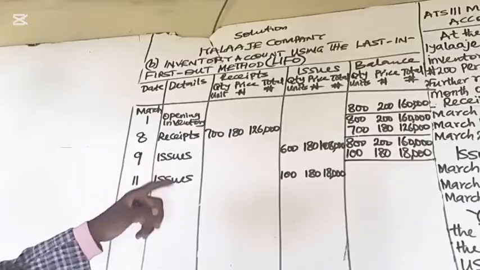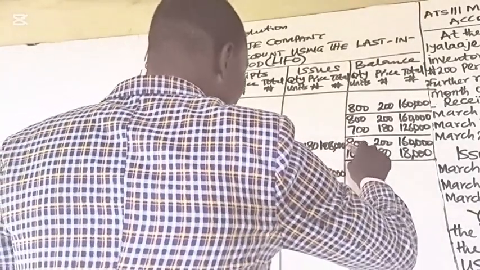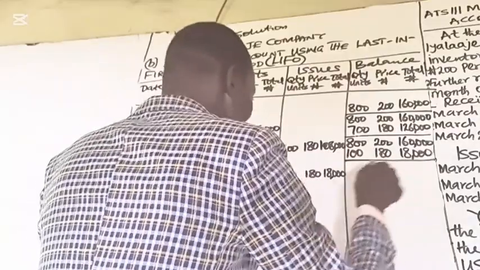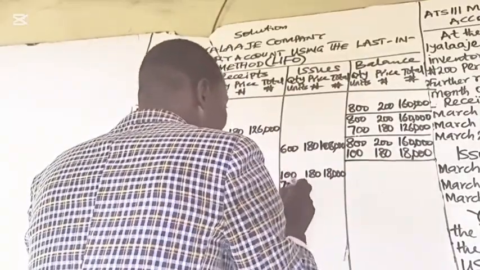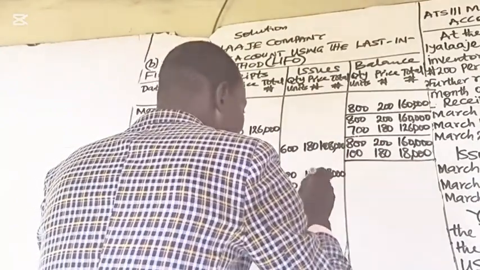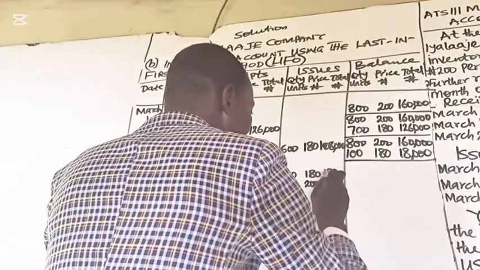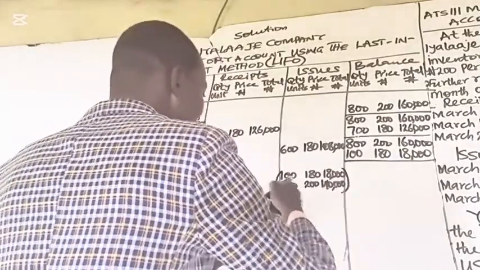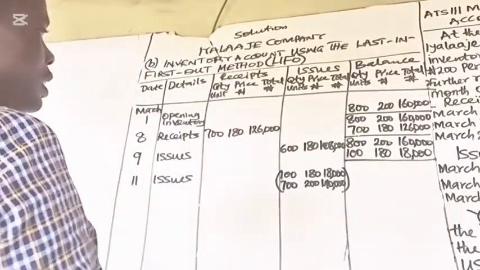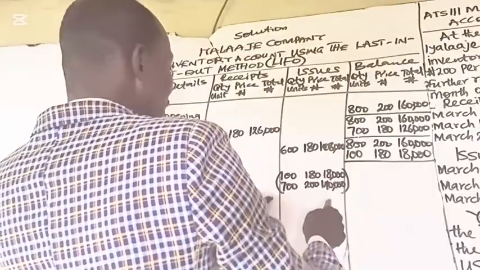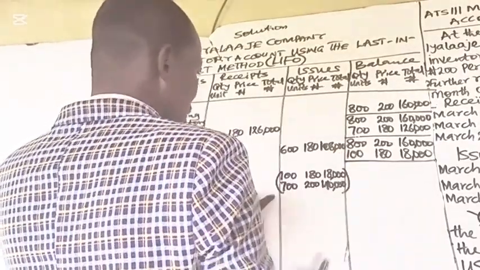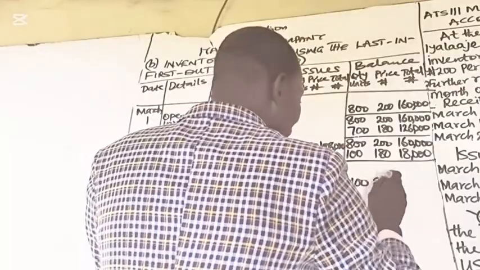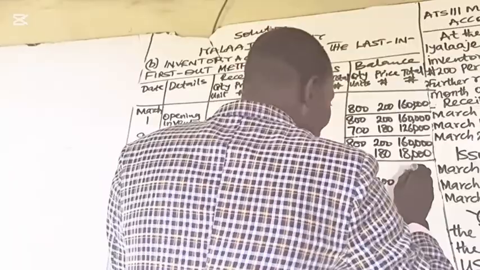After this 100, remember on the 11th of March, you want to issue 800 units. You are left with an additional 700 to be issued. That means the 700 cannot be issued from these 800 units. The last in first out. So 700 at the price of 200. That gives us 140,000. So this together now, 100 and 700 making 800. From this 800, you have issued 700 from it. You are left with 100 units. 100 at the price of 200 is still in inventory. That gives us 20,000.